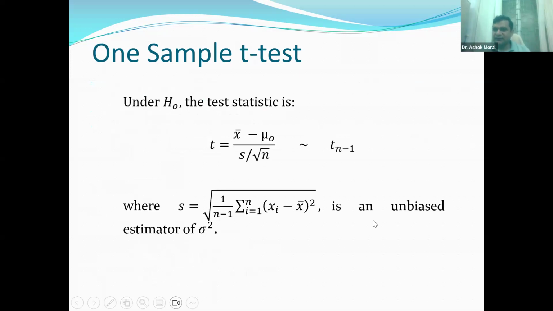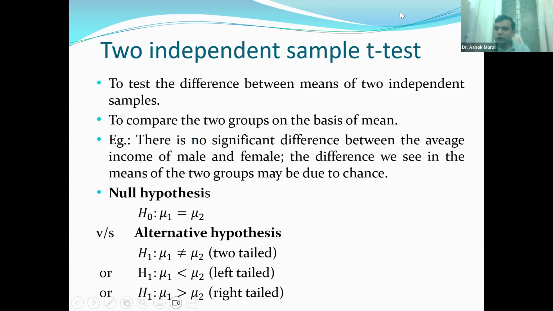And you know very well this is the test statistic. It is called the test statistic under H naught, and it follows the t distribution with n-1 degrees of freedom. Similarly, in the case of two independent samples, we test whether the means of both samples are the same. What does it mean?